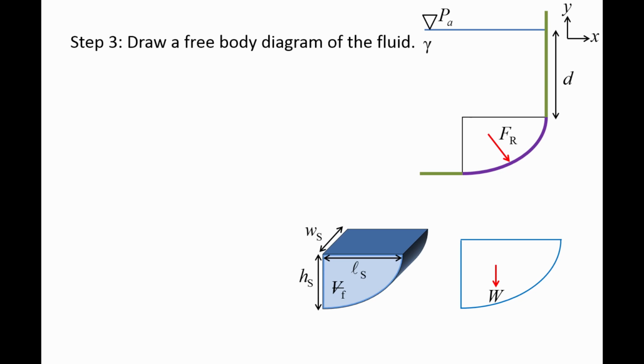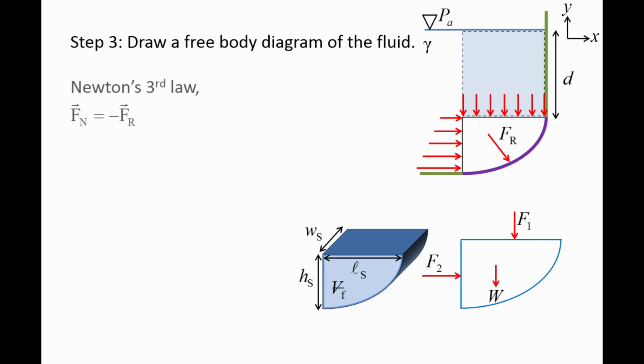The weight of the isolated fluid body acts at its center of mass and points downward. We will call this force W. There is a pressure force caused by the weight of the fluid above, which acts at the top planar surface, and we will call this force F1. There also is a pressure force acting on the left planar surface, which we will call F2.